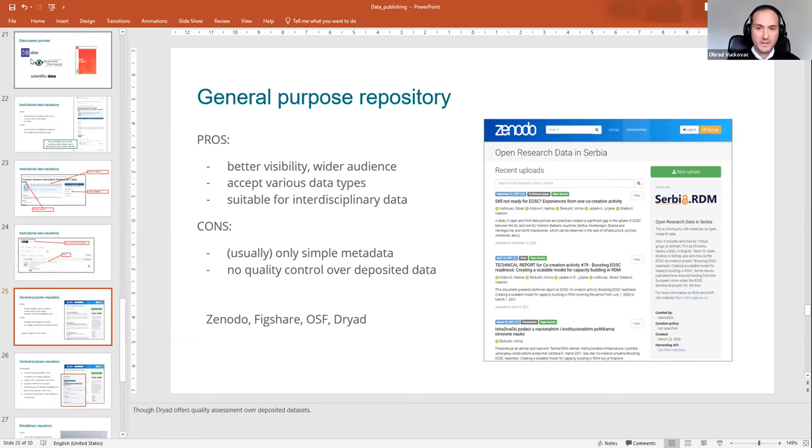But also Dryad costs, I think, but maybe I don't know if some arrangements can be made for institutions to provide some kind of arrangements, but it costs.